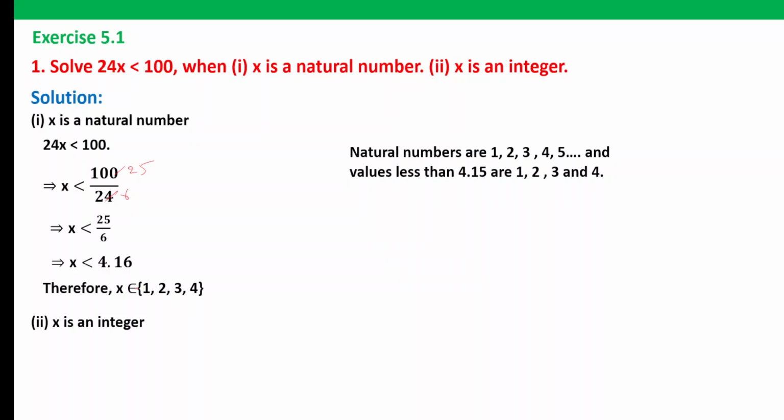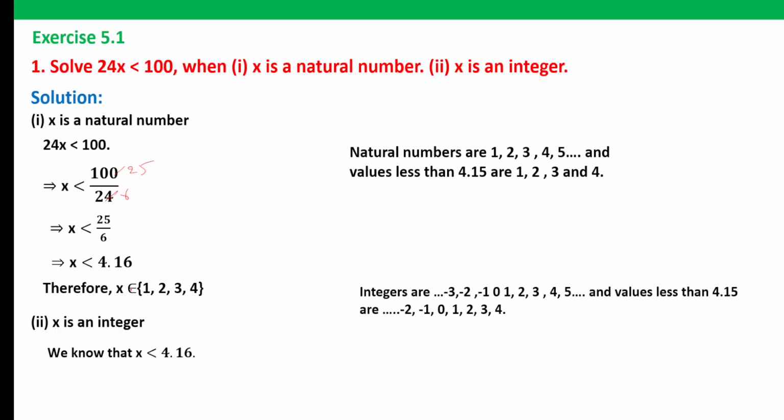Let us solve for x as an integer. We know that x is less than 4.16. So integers will involve negative numbers also, because integers are from minus infinity to plus infinity. And the values which are less than 4.16 go up to a maximum of 4. Therefore, the values are minus 2, minus 1, 0, 1, 2, 3, 4, so x belongs to minus infinity up to 4.